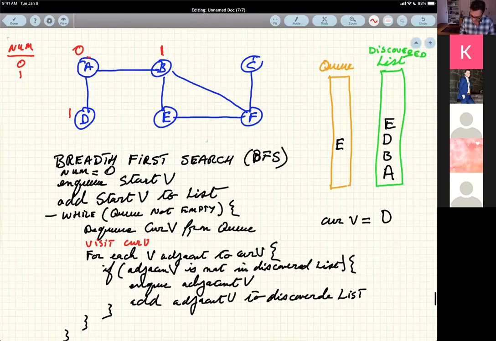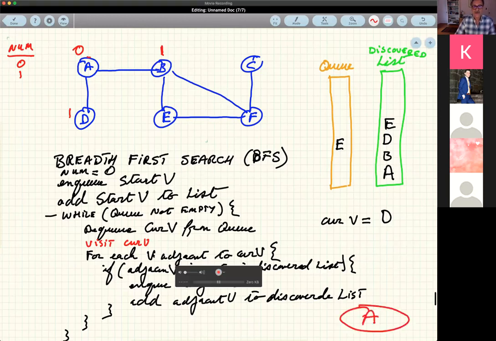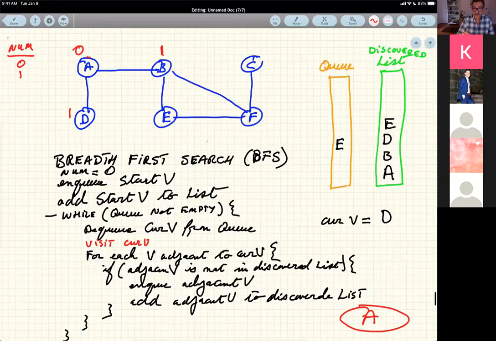So what are the vertices adjacent to D? Well, it's A. Okay. For each vertex adjacent to V, if the adjacent vertex is not in the discovered list, well, there is no vertex here that is adjacent to D that is not in the discovered list. So I'm done with D. There's no more to do over here. So now go back up to the top of the while loop and pick up the next current vertex.